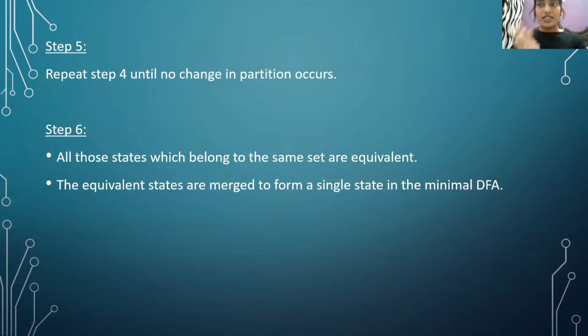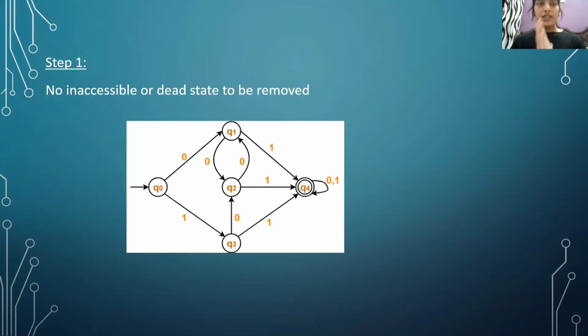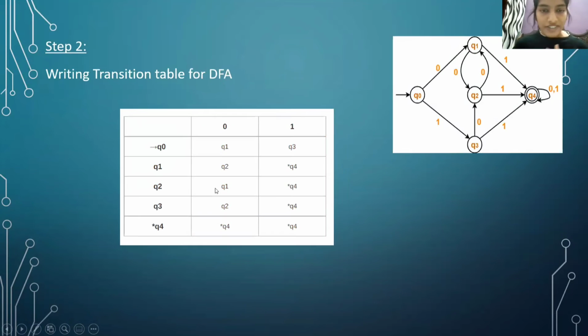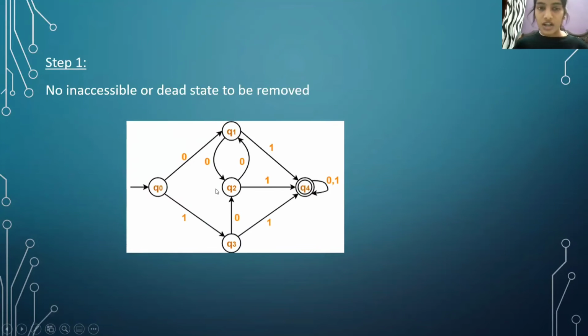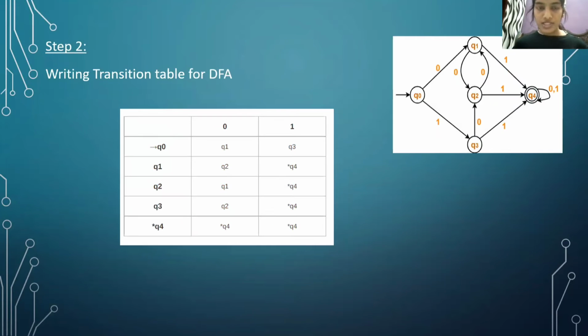So now let's see the example for better understanding. We will solve this problem. First, we have to check for all the dead and inaccessible states. We can't find any inaccessible states. Q0 is the initial state, so we can reach all the states using Q0. Then let's move on to step two.